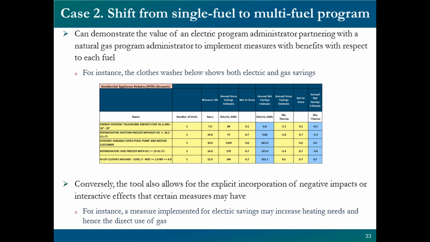The second case shows a snapshot of the measures and how each of the rows is a different measure. And the user can input the electric kilowatt hour savings as well as the natural gas impacts of each measure. So in some cases, for instance, there are savings. In this case, if you see the high efficiency clothes washer has savings both in the electric as well as natural gas cases, whereas for some others there are electric savings but the natural gas savings are negative, which means these measures increase natural gas use.